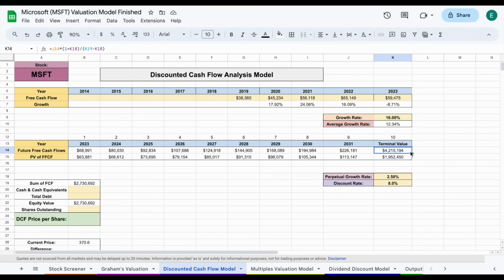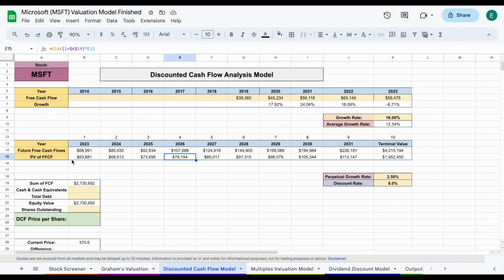Once you've done that, the next step is extremely important. If we're projecting out future free cash flow, we need to know what the present value of those future free cash flows are. You can see right here, I've used a formula to find the present value of the future free cash flow. And I've done that for all the future free cash flows moving forward. Again, it's basically the same formula for all of these numbers here.